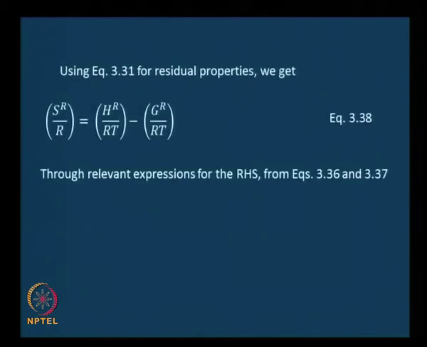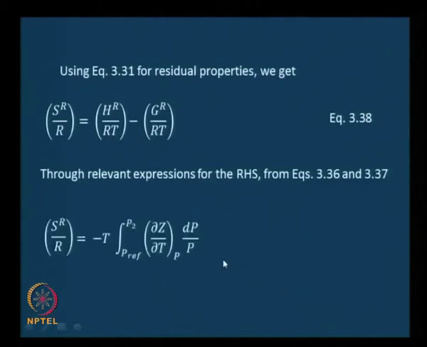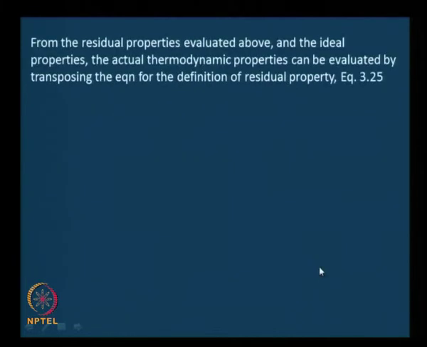Then these are the other residual properties in terms of Gr by RT and other things that we know, and in terms of the easily measurable values, Sr by R was minus T integral of P reference to P2 dou T of Z at constant P into 1 by P dP minus integral of P reference to P2 Z minus 1 dP by P. And we said that this is quite obvious. Once you have the residual value, the actual value is nothing but the residual value plus the ideal gas value.